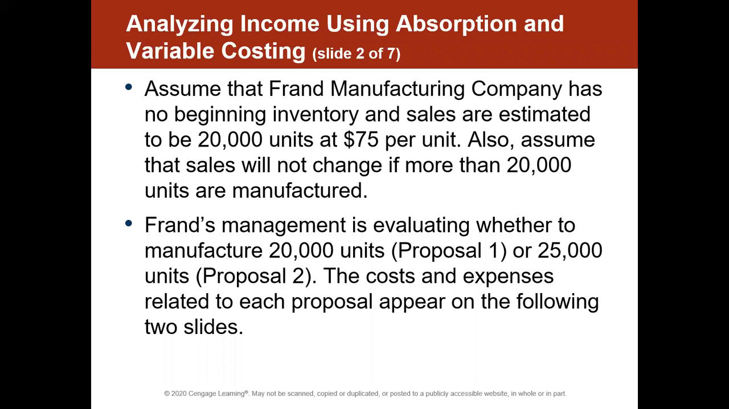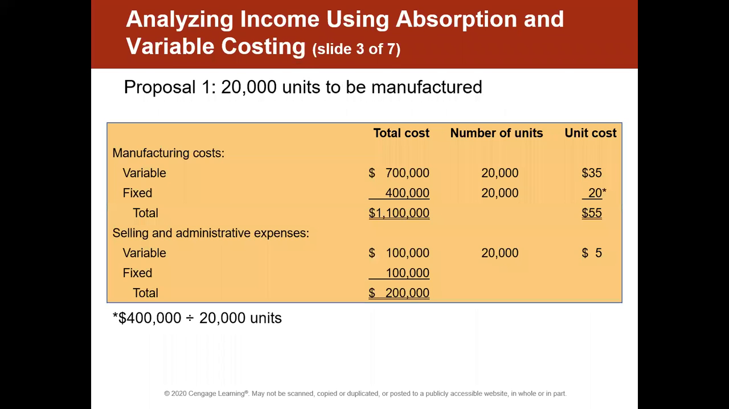In this case, Frand's management is evaluating whether to manufacture 20,000 units, that's their first proposal, or 25,000 units. Because sometimes there's value in having some available for the next month, right? It's the worst when your customers want to buy something, you don't have any of it. So the costs and expenses related to each proposal appear on the following two slides.